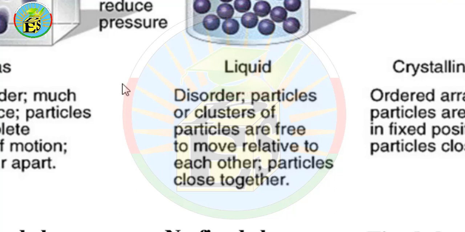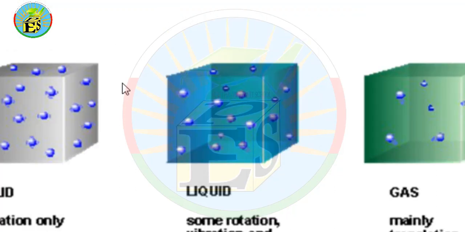This is a comparison between the three phases of matter: molecular distance and motion. Solid: vibration only, close together. Liquid: some rotation, vibration and translational motion of particles, further apart. Gas: mainly translation, moving from place to place to change location, very far apart.